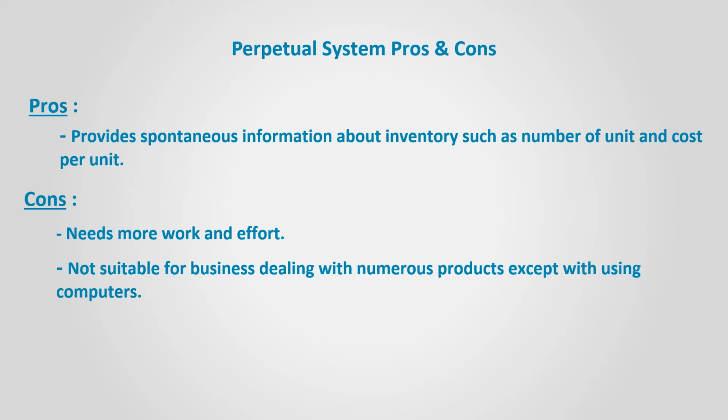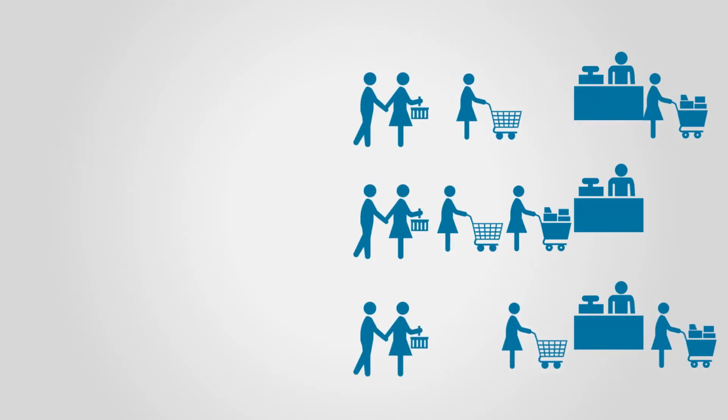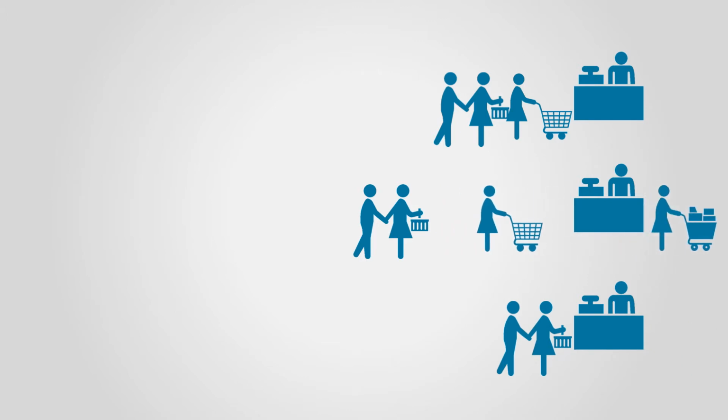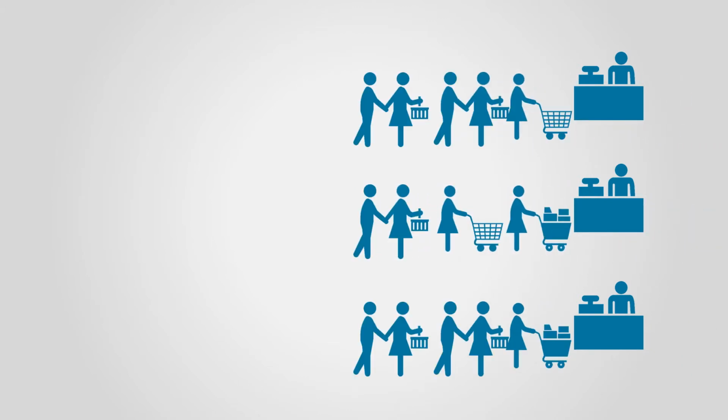It does not work with numerous products except with the use of computers, because it is practically impossible to track numerous products manually. Here's an example. Imagine a supermarket. You see customers are paying for purchases and leaving smoothly. Now let's assume that no computers are used and one customer bought only 3 items and wants to pay.